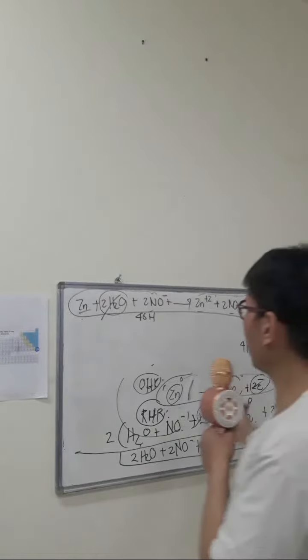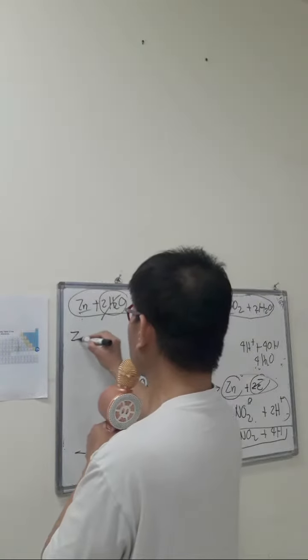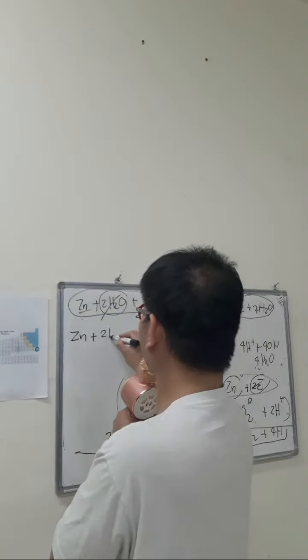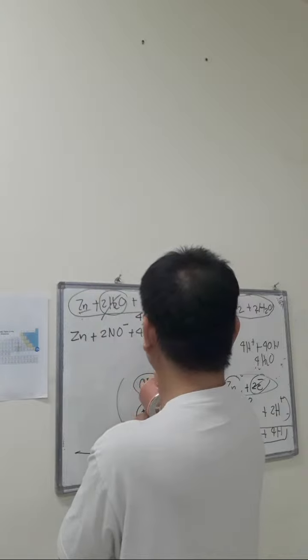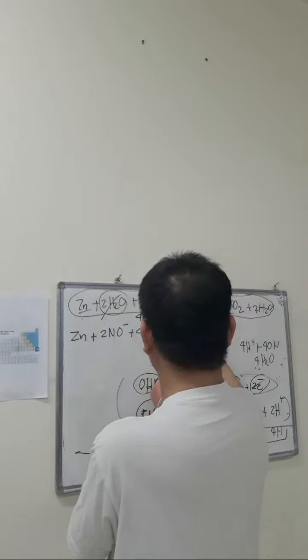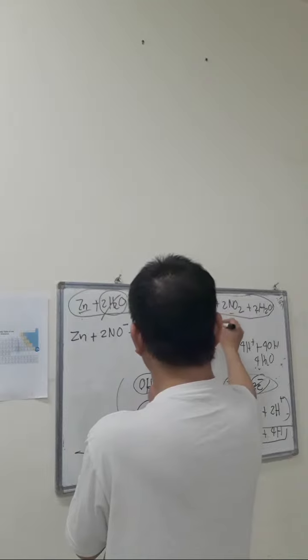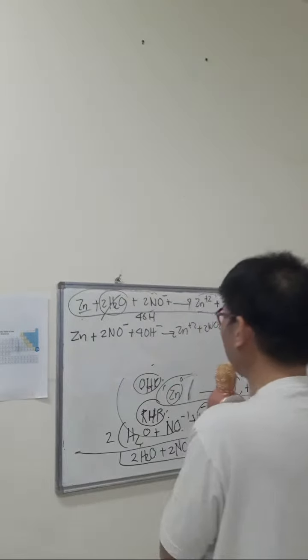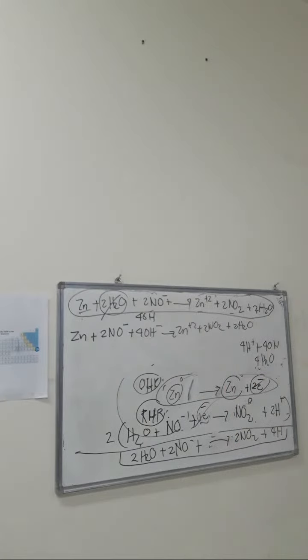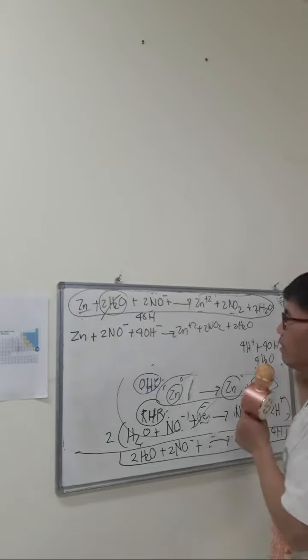And now finalize your reaction. It's going to be zinc plus 2 moles of nitrite plus 4OH negative equals zinc positive 2 plus 2 NO2 plus 2 moles of water, like that. Now, balance again the number of atoms finally, because this is the basic solution.